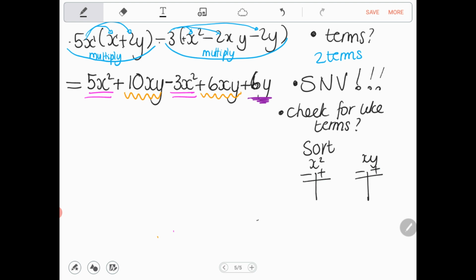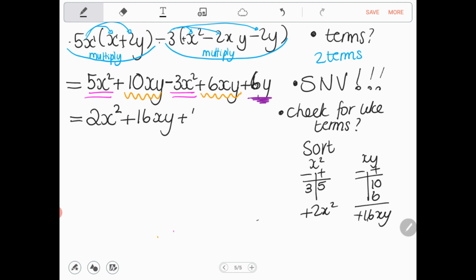Right, so we've got a positive 5 and a negative 3, which will give me a positive 2x squared. And then we have a positive 10 and a positive 6, which will give me a positive 16xy. All right, so again, you can do that in your head if you want to. I'm just showing you that we're sorting. Positive 2x squared, remember when we add and subtract, our exponents stay the same. Plus 16xy plus 6y, and then we are done.